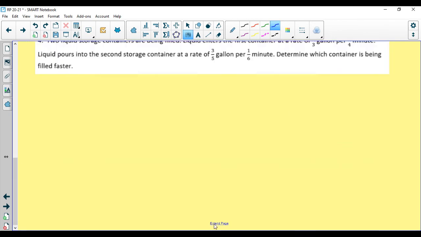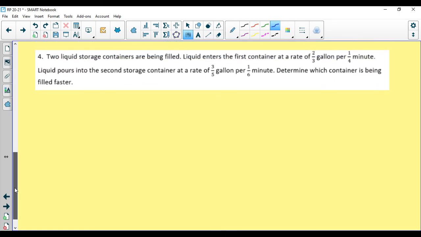This last one is an opportunity to compare different unit rates. You will have a problem like this in your practice. If you want to try it, pause the video and then hit play when it's time to review your work. I'm going to divide the space in half since I do have 2 different storage containers. Liquid enters the first container at a rate of 2/3 gallon per 1/4 minute.